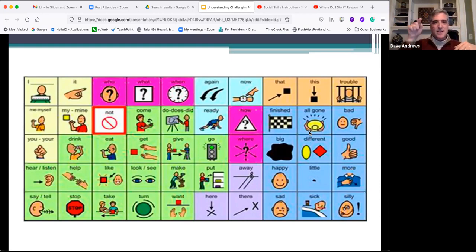Do you want the boat? I don't know, what do kids play with in the bath these days? Anyway, whatever there is, right? And then you model this. You can laminate this so it doesn't get all wet. You model this, and then they can start to use it. So that's the idea behind the core board.